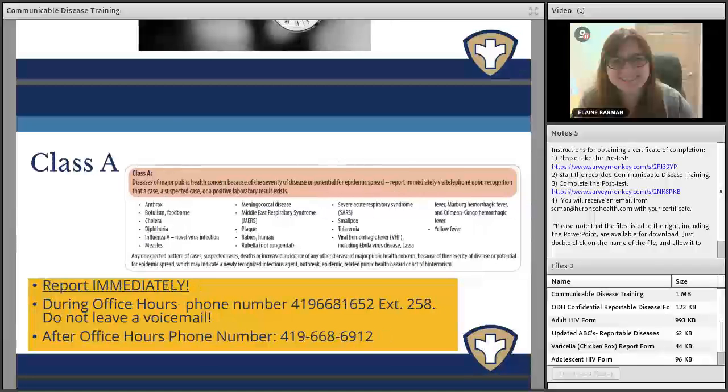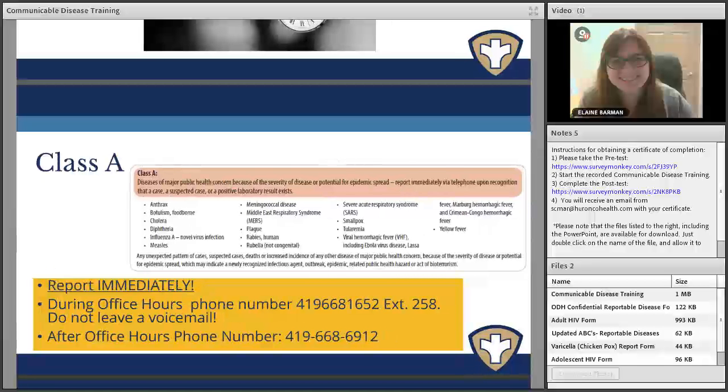Okay, so now we're going to move on to reporting timeframes. So for Class A, again, like I had mentioned before, this is of major public health concern. And so because of that, Class A diseases are required to be reported immediately. And they have to be reported by phone. So when you call our office, the number is given there, and you can see the extension is 258.